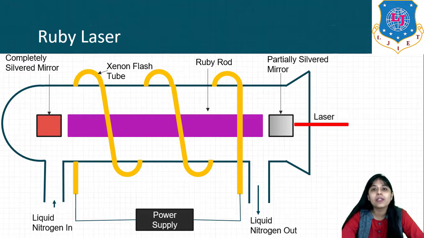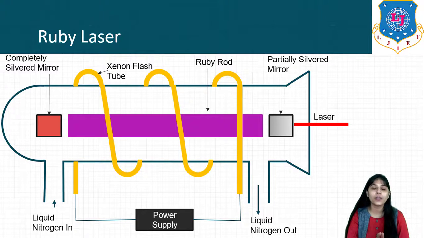Also, the ruby rod is placed in a glass tube in which nitrogen is passed, because a large amount of heat is generated during the production of laser. So for cooling, nitrogen is passed through this glass tube, and that is why the ruby rod is placed in this glass tube.